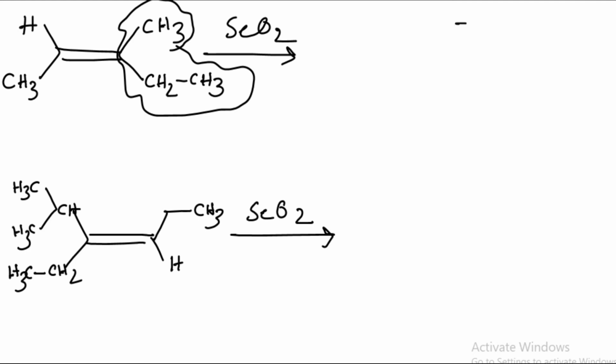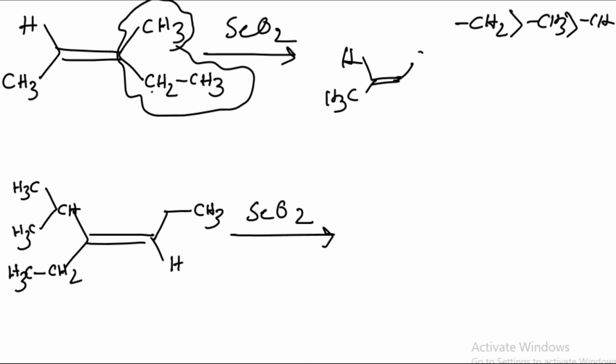So here you know that the ease of hydroxylation will be faster at CH2 than the CH3. So in spite of the E selectivity, the oxidation will be carried out at this site, so you will get the product at this site.